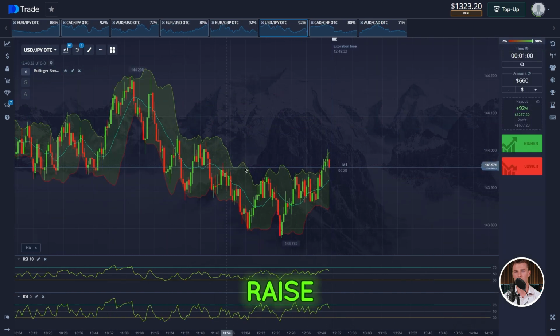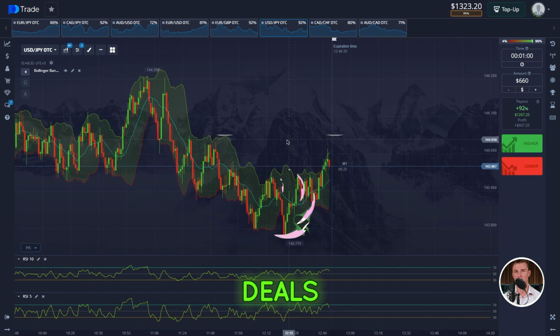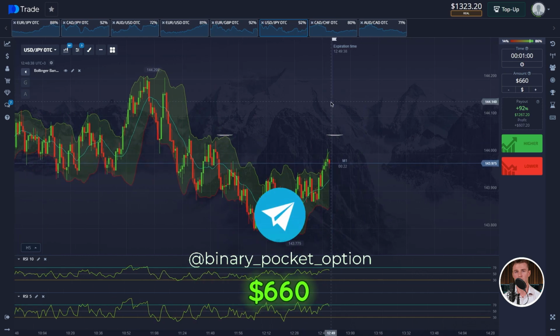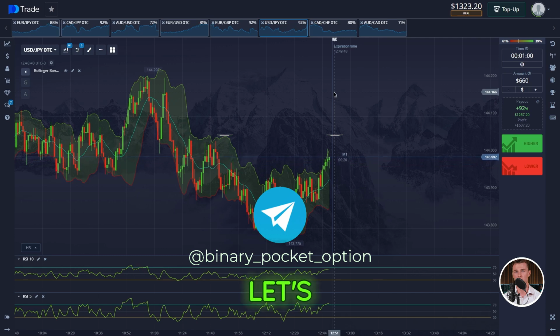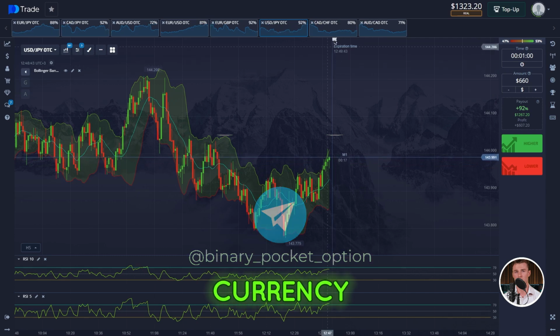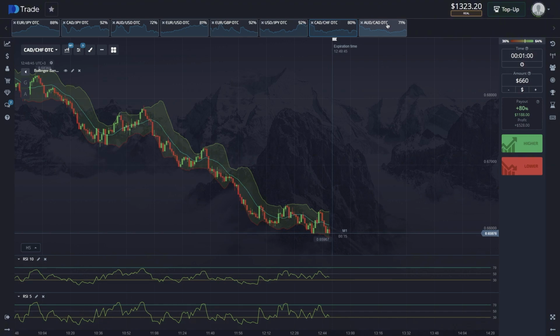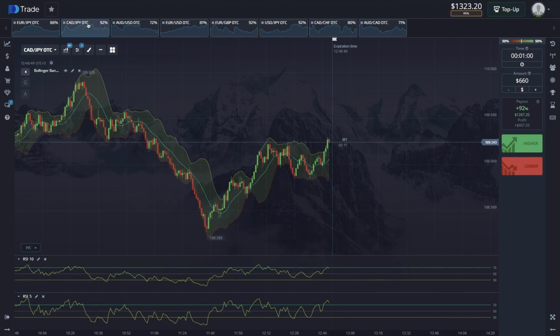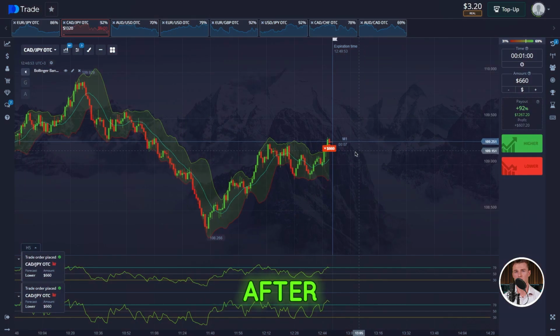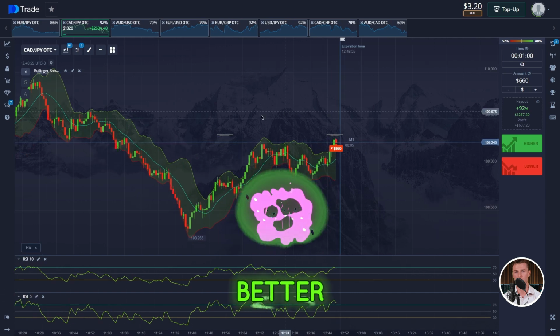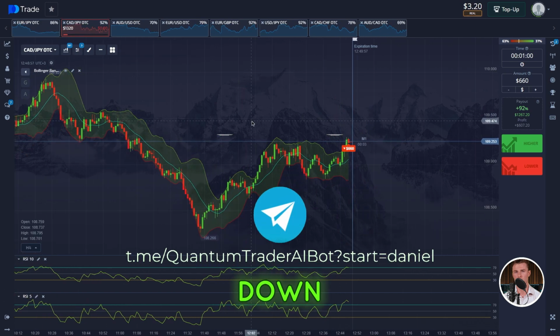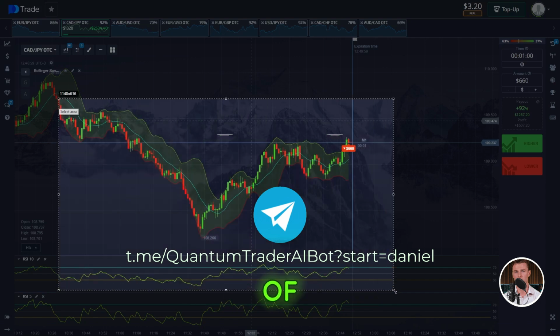Let's open a raise deal now. 2 deals worth $660, and let's pick the next currency pair. Probably, after all, I will open 2 deals better to go down. Again, let's consolidate the result of the opening.